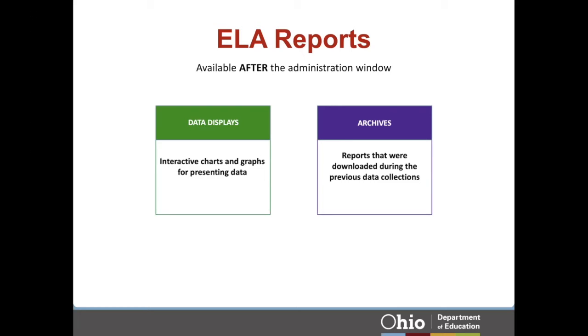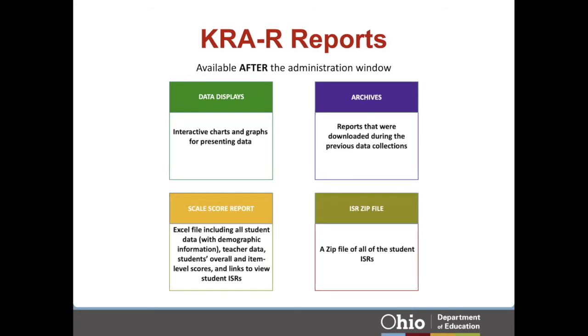And then, as I said earlier, the archives provides you access to any of the reports that you've downloaded during the administration window. And then for the KRA-R, the reports that are available afterwards are the data displays, again, providing you with various views of the information. The archives, again, providing you with access to those reports that you've downloaded during the administration window. And then the scale score report.